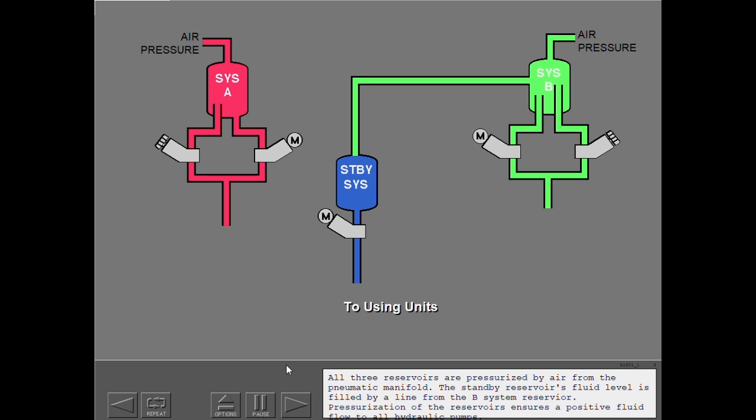All 3 reservoirs are pressurized by air from the pneumatic manifold. The standby reservoir's fluid level is filled by a line from the B system reservoir. Pressurization of the reservoirs ensures a positive fluid flow to all hydraulic pumps.